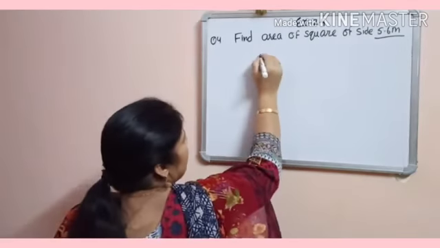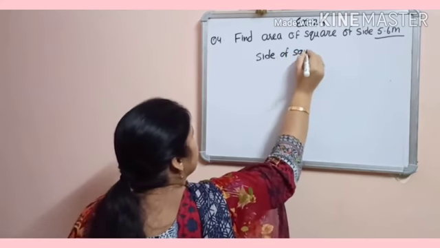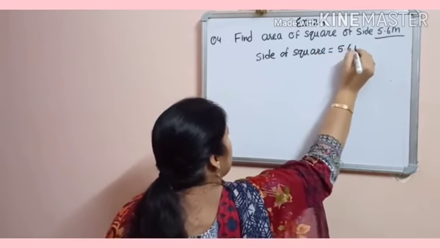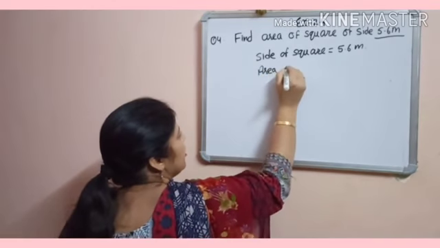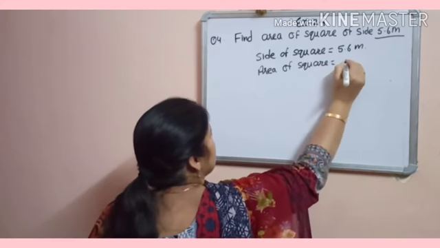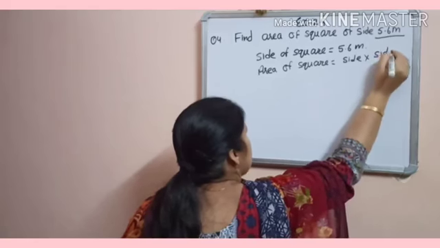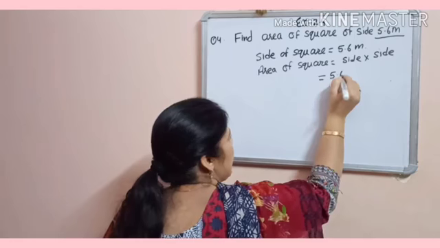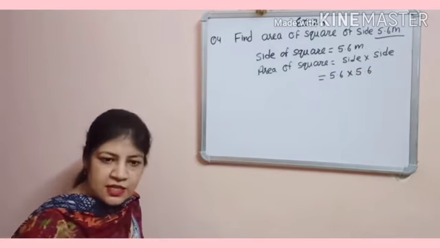So what is given to you? Side of square is 5.6 meter. Then the area of square. First write the formula. Side multiplied by side. So it will be 5.6 multiplied by 5.6.